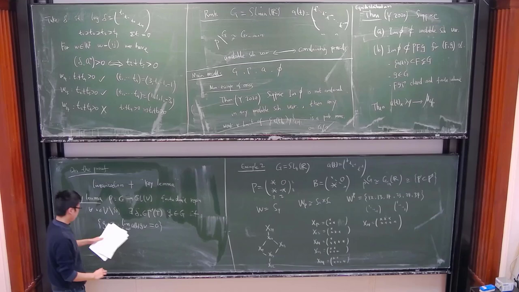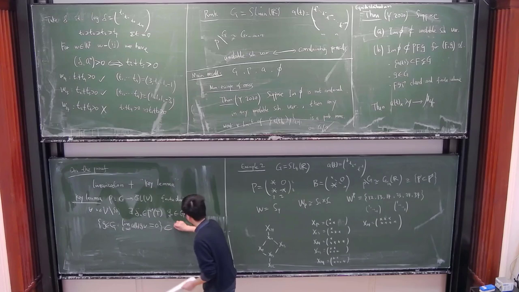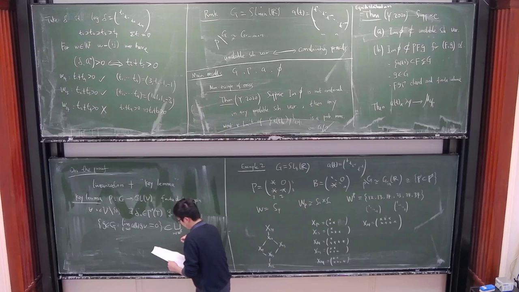So it's contained in, it's not always equal. It's contained in, so we see this guy again. That explains why we define the unstable variety.